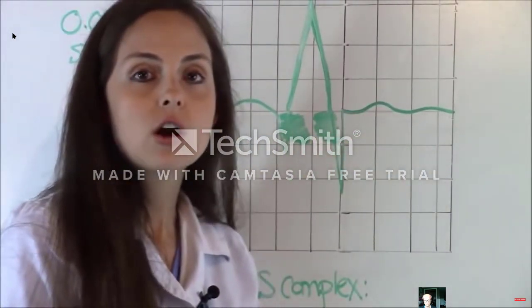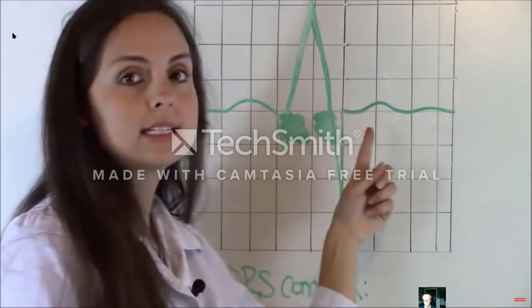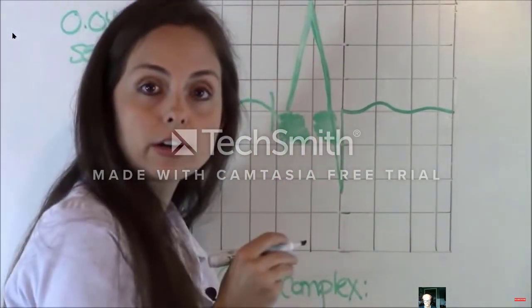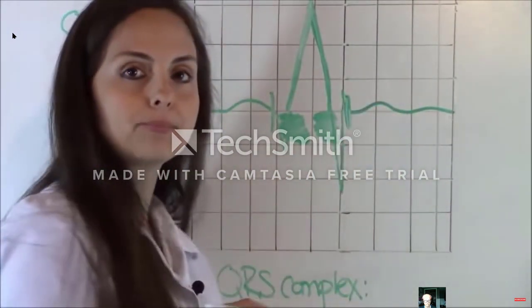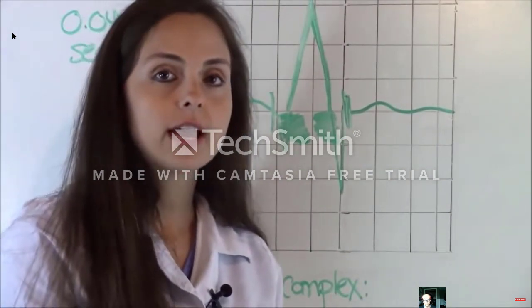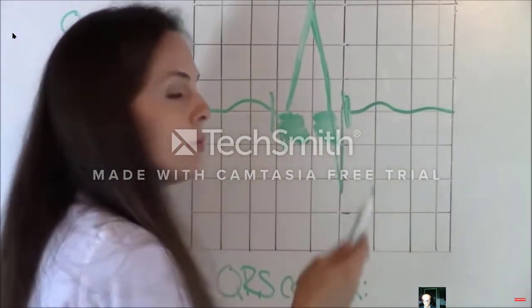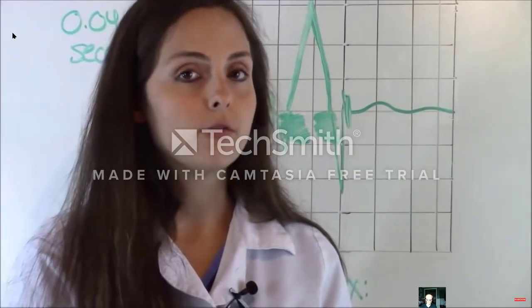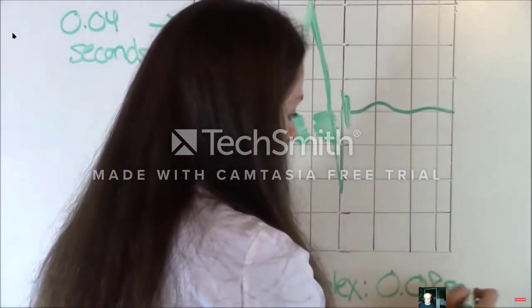To do this, we start measuring at the end of the PR interval to the end of the S wave. So we're going to start measuring right here because that's the end of the PR interval. And then we're going to measure all the way to the end of the S wave, which is right here of the QRS complex. And then you're going to count how many boxes appear in between those. And right here, we have 1, 2. We have 2 boxes. And like I said, each box represents 0.04. So 0.04 times 2 is 0.08. So that is the measurement of our QRS complex.